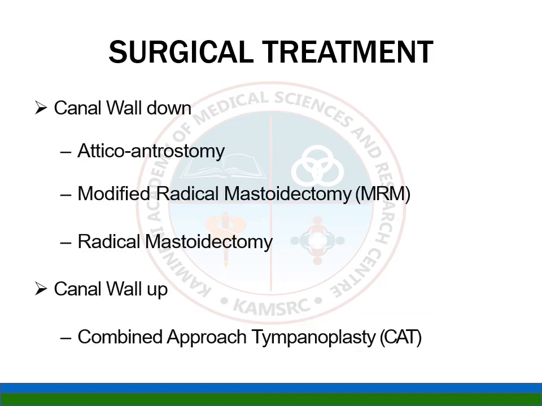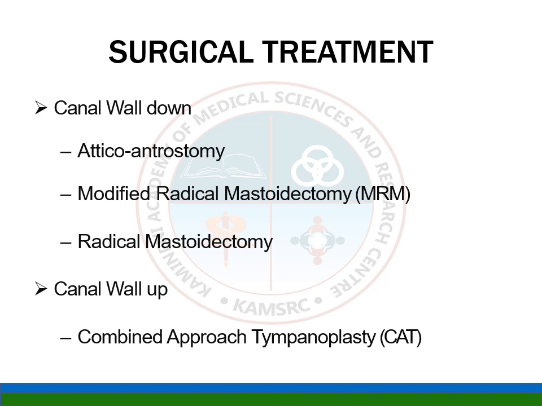The surgical options: there are two types of surgery. One is canal wall down surgery, one is canal wall up surgery. Canal wall down surgery means atticoantrostomy. Attic means the attic region, antrostomy means the mastoid antrum. You should open these two: modified radical mastoidectomy and radical mastoidectomy. Canal wall up surgery means combined approach tympanoplasty.